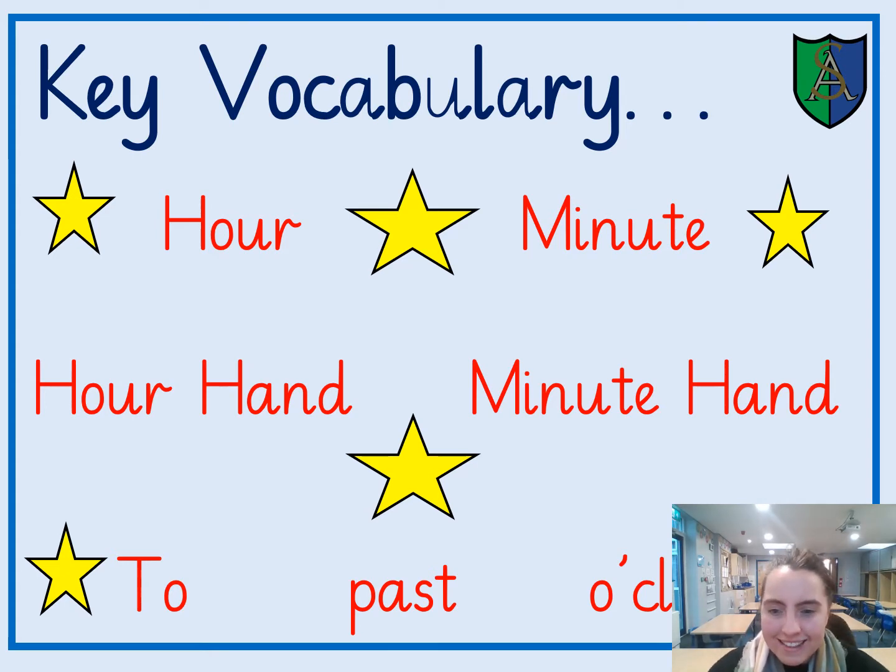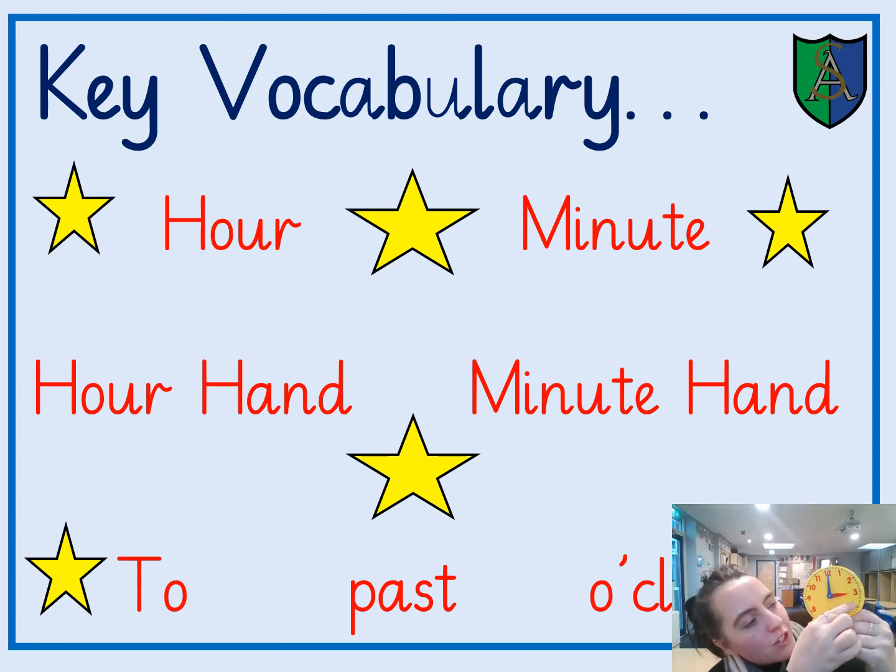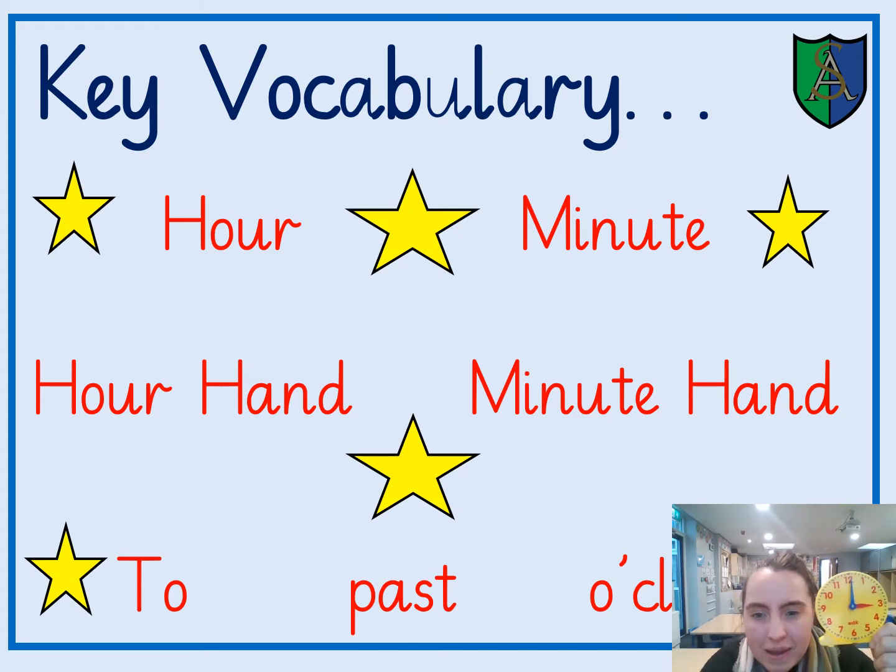Now, let's think about some of our key vocabulary here. How many minutes are in 1 full hour? So I've got my little clock here. How many minutes are in 1 full hour? Remember, we counted using our 5, 10, 15, 20, 25, 30, 35, 40, 45, 50, 55, 60. There are 60 minutes in 1 hour.